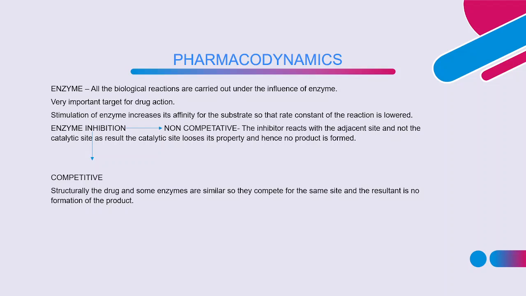Now enzyme inhibition. Enzyme inhibition can be of two types. It can either be competitive or non-competitive. In the case of competitive, the drug and the enzyme's substrate have a similar structure. As a result, whenever there is an enzyme where a substrate has to go and combine, the drug starts competing with it. It may happen that before the substrate, the drug goes and occupies the same site because they are structurally similar, of course.